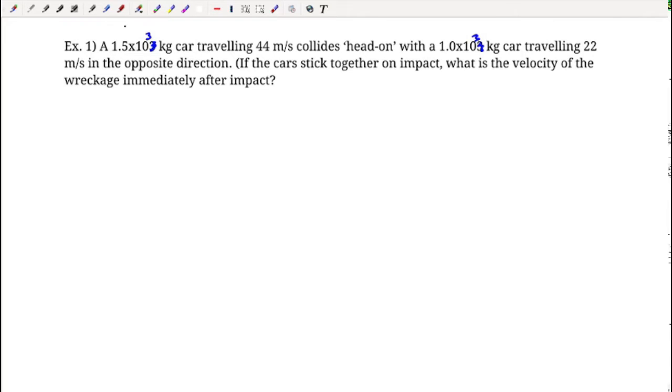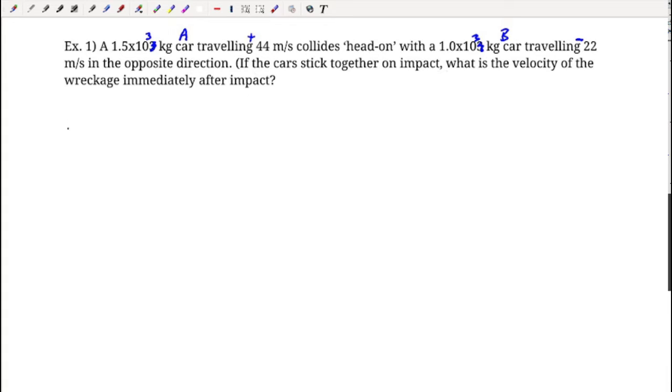So let's call our first car, car A. And since they didn't give us east, west, north, south, we're going to call this first direction our positive direction. It collides head-on with car B, traveling at 22 meters per second in the opposite direction. So if car A was traveling in the positive direction, car B must be traveling in the negative direction. The cars stick together on impact. What is the velocity of the wreckage immediately after impact?